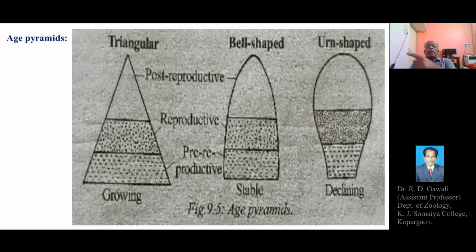So these are the three types of age pyramids, which also indicate the reproductive status of the population. This shows the varied shapes, or different shapes, of the age pyramids on the basis of the number of individuals in different age groups in a population.